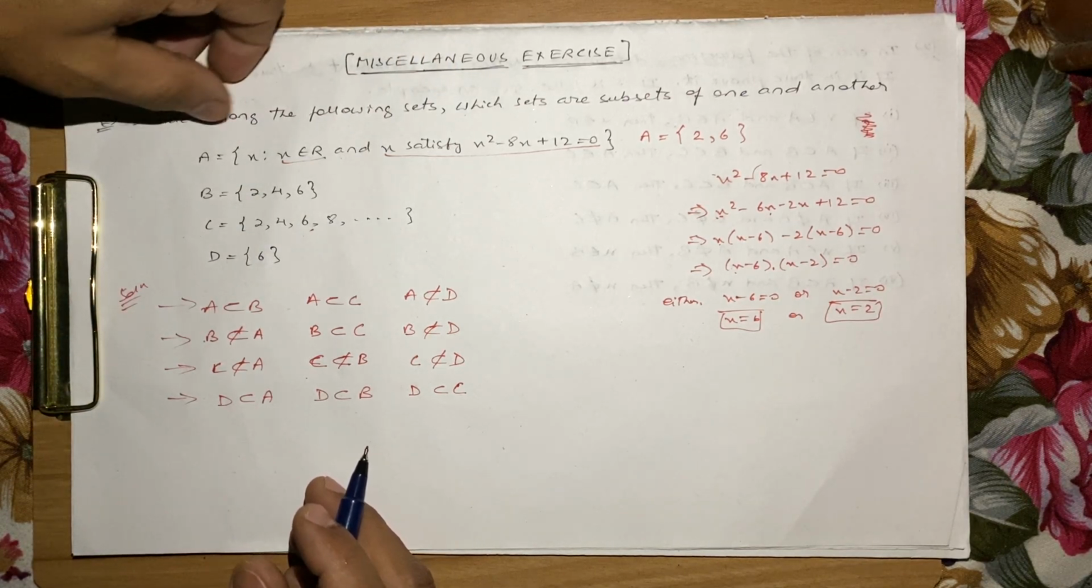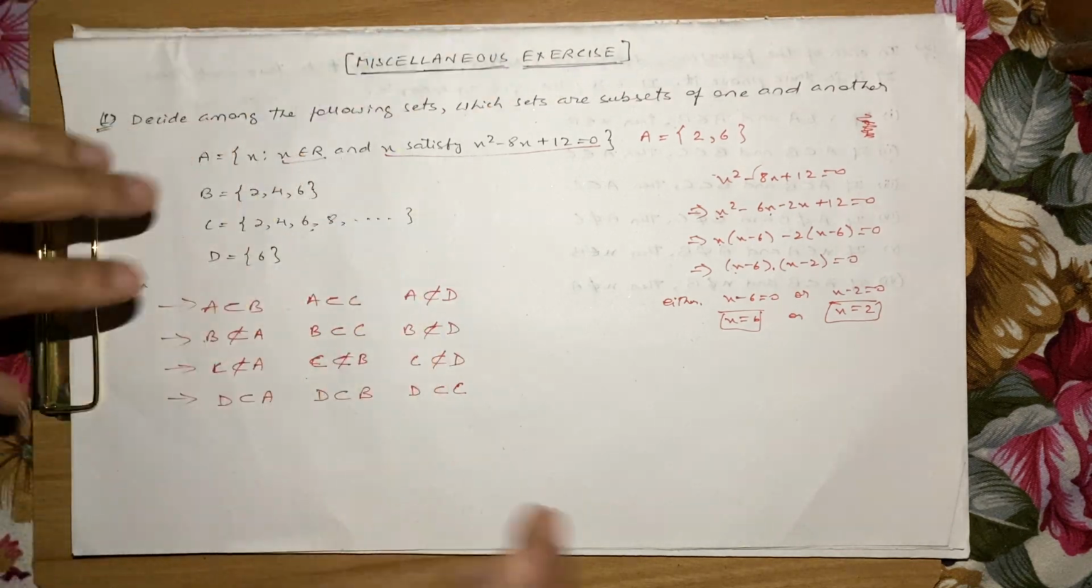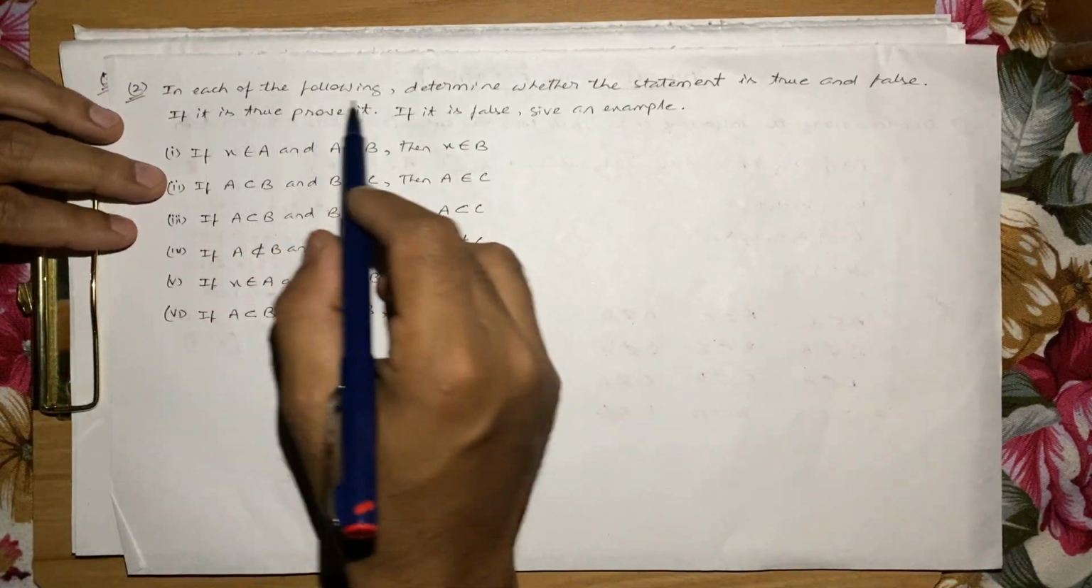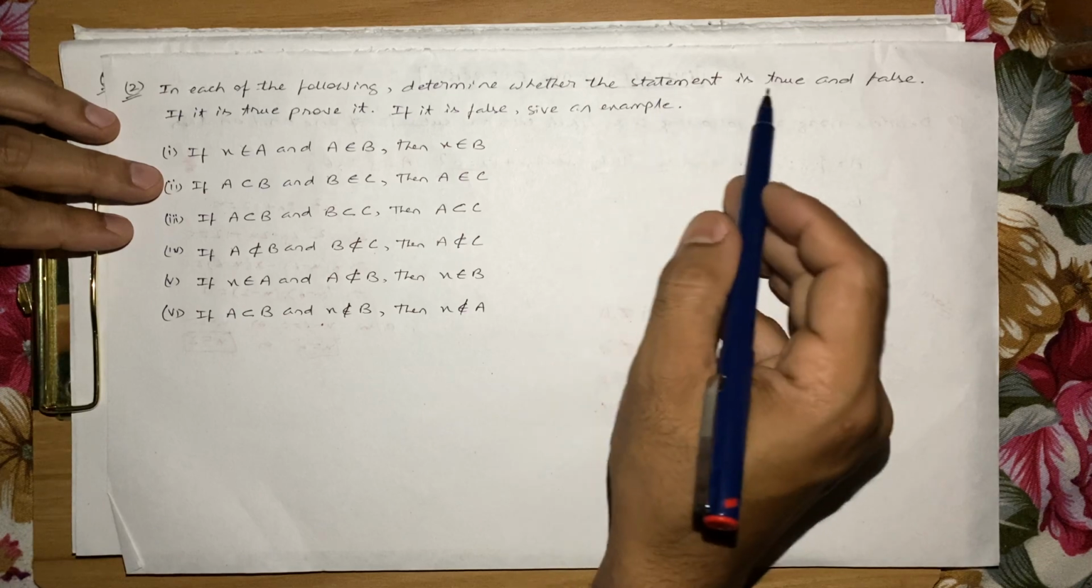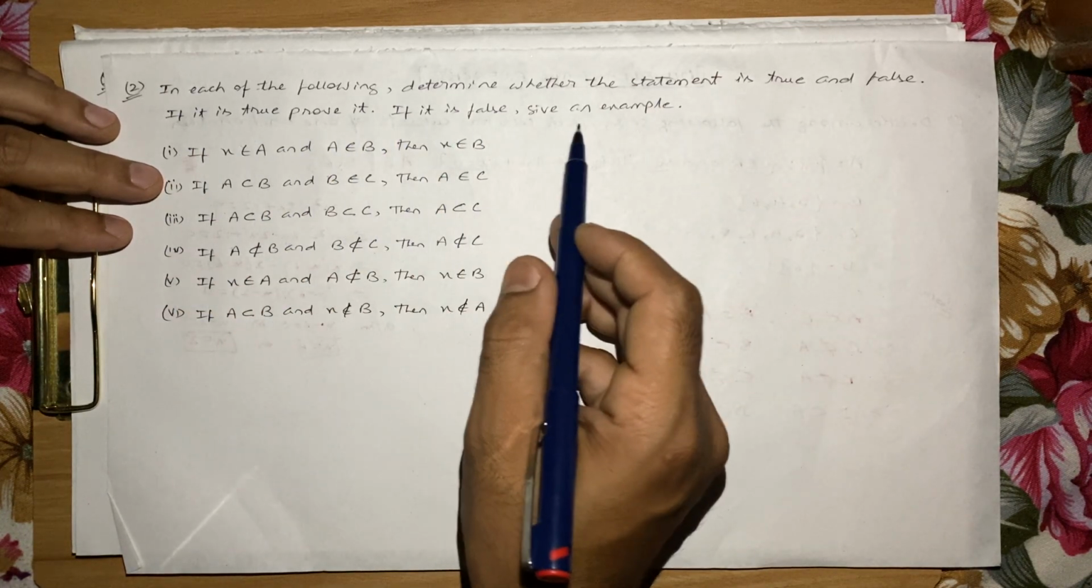We were supposed to decide among the following sets which are subsets of one another. So I've compared everything. Now let's move on to the next question here. It says, in each of the following, determine whether the statement is true or false. If it is true, prove it. If it is false, then give an example.